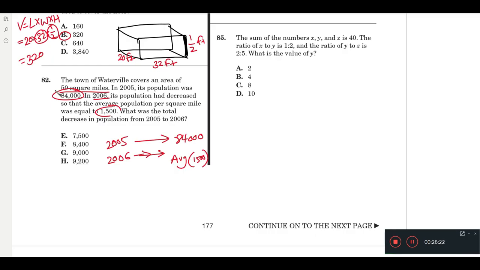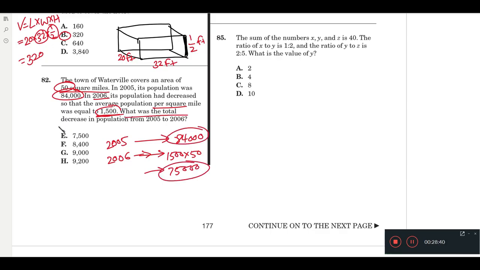50. So we can multiply 1,500 times the 50 square miles because they said 1,500 per square mile and we have 50 square miles. So what do we get? 75,000. So 84,000 decreased to 75,000.